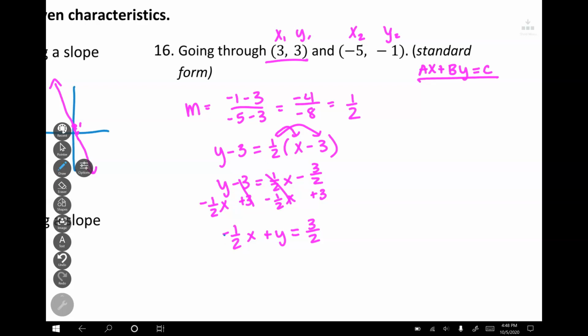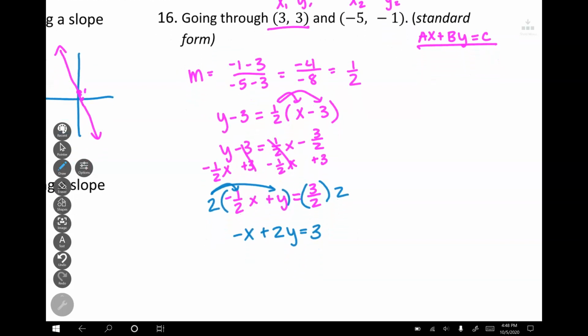So to get rid of the 2 in the denominator, I'm going to multiply both sides of the equation by 2. So if you do that, 2 times negative 1/2 is negative 1. You have to distribute that to both, so you'll get 2y equals 3. 3/2 times 2 is 3. Okay, and now we just need to deal with that negative.